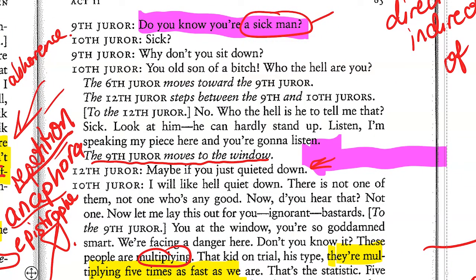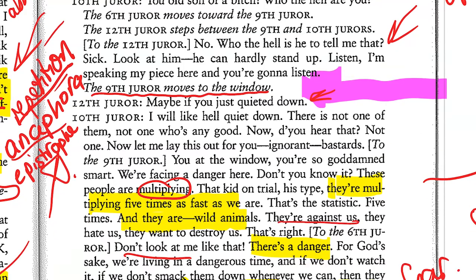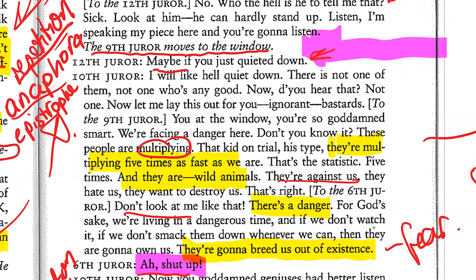"Do you know you're a sick man?" I think that's a great quote that you can use. Sick. He's literally sick and metaphorically sick. "Well, who are you to tell me that?" "Sick. Look at him. Can hardly stand up." And then the 12th juror says, "Well, maybe if you just quieten down." So they're all together uniting to condemn this voice of hatred.